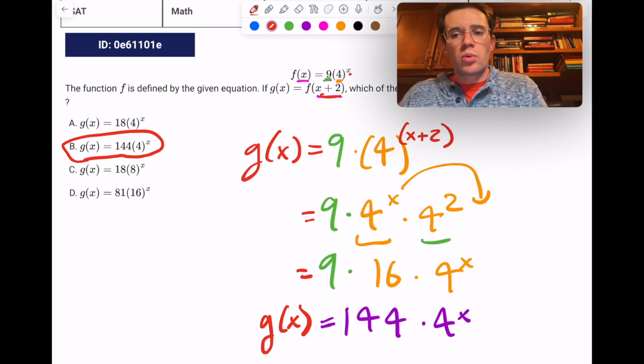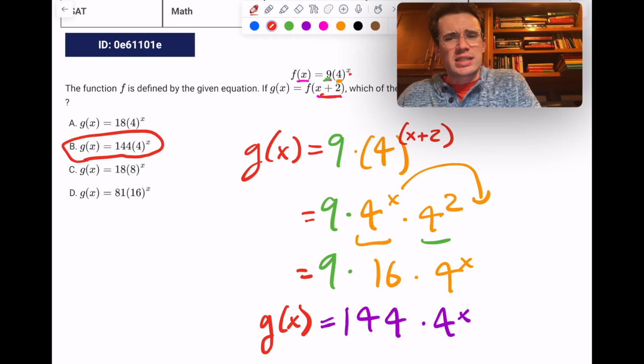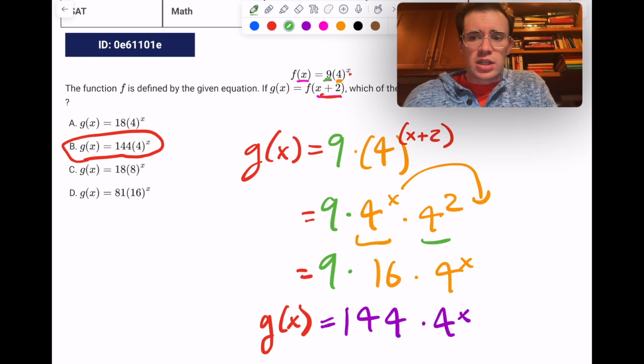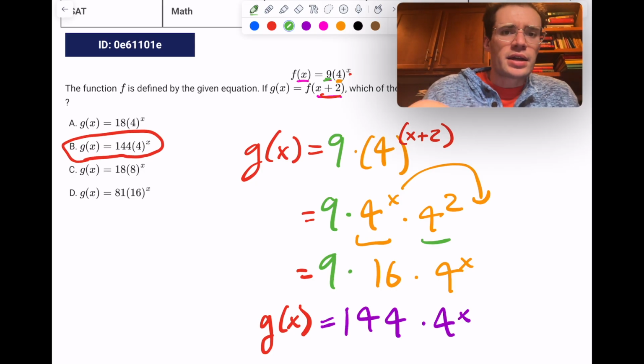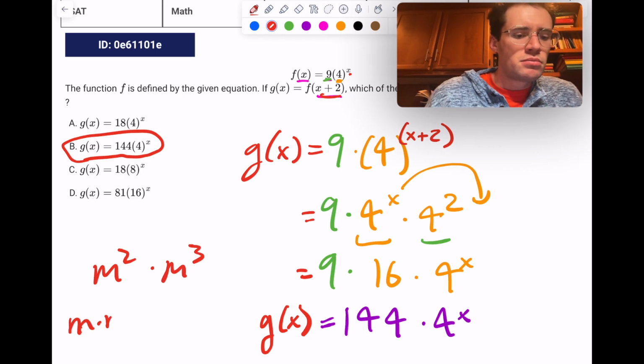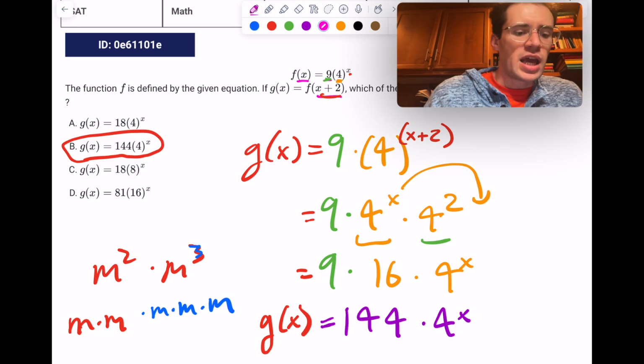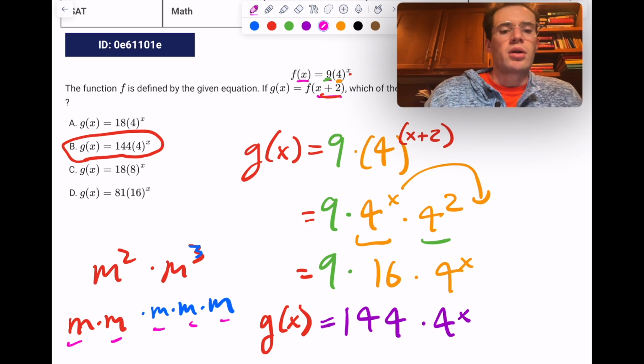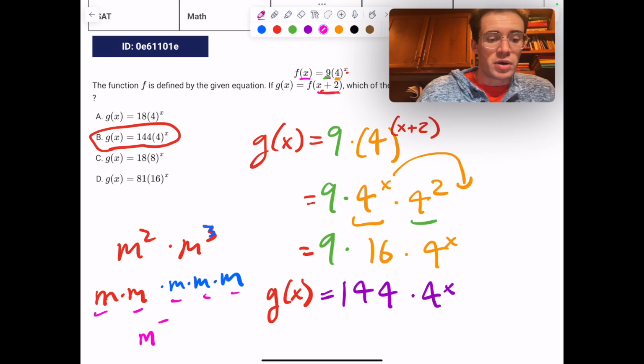Just make sure you're comfortable with your exponent rules. I know they don't do too many exponent rule questions on the SAT, or at least as far as I've seen. But the things that you should always know, and when in doubt, just think about it logically. So say you had m squared times m cubed. M squared means m times m, and then you're multiplying that by m cubed, which is m times m times m. So ultimately what we have is m times m times m times m times m, right? You're multiplying 5 m's together, which is what m to the 5th means.